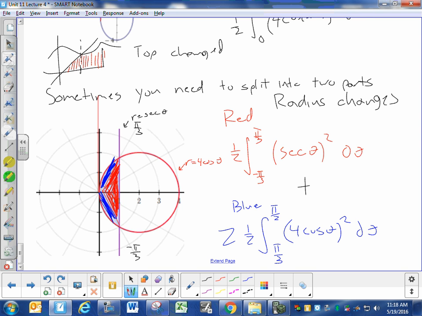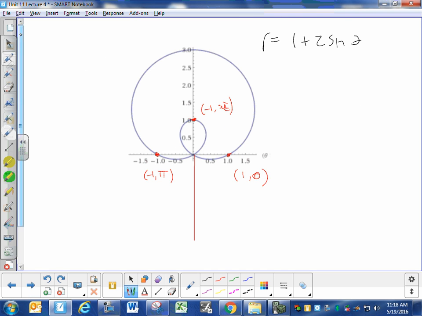And the reason why I do it from pi over 3 to pi over 2, I could have also done from 3 pi over 2 to, this would have been 5 pi over 3. Okay? Keep that in mind while you do a BC problem from a previous year.